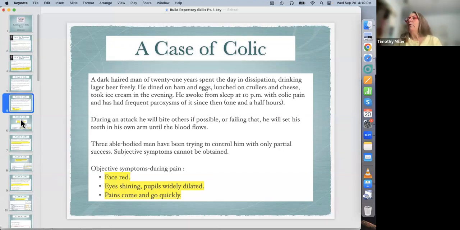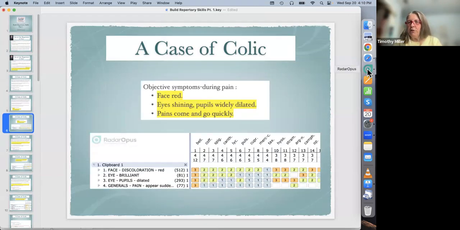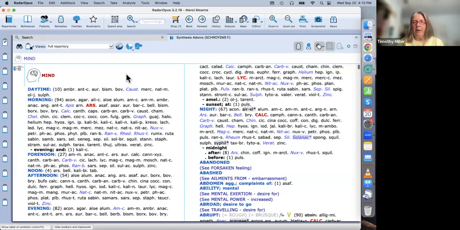So I have come up lacking one important, there we go. All righty. What we're going to do first is bring up my RadarOpus program. I happen to know where the rubrics are that I am interested in, so I'm not going to be doing much of what we would call random searching using the search tools in the program. I'm using my Synthesis Adonis edition, and I'm basically going to be typing my way to the important rubrics here.